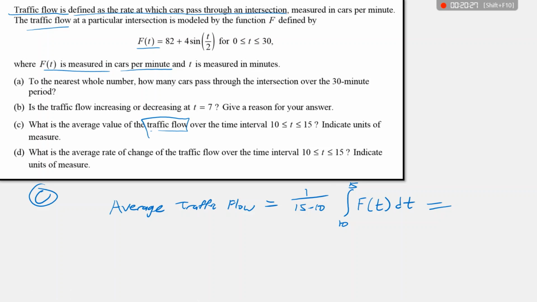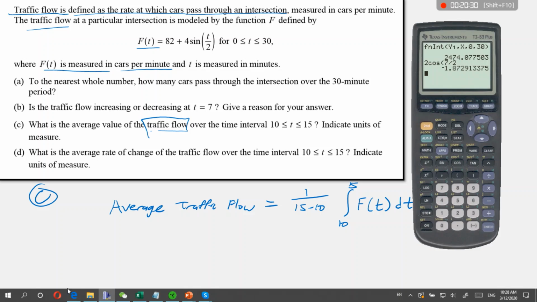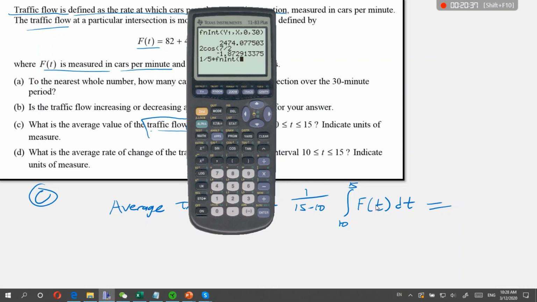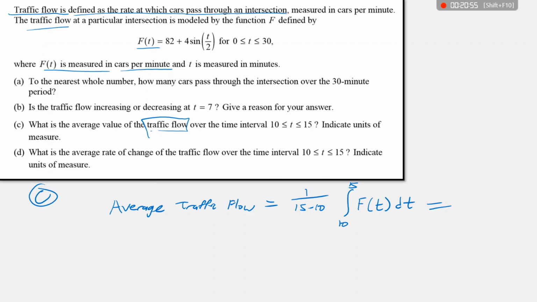So my average traffic flow is 1/5 times my integral of f of t. Using the calculator, that's math 9, variables, Y variables, function, Y1, in terms of x, from x equals 10 to x equals 15. Okay, which gives us 81.8999. We said our units do not change, so this is 81.8999 cars per minute.